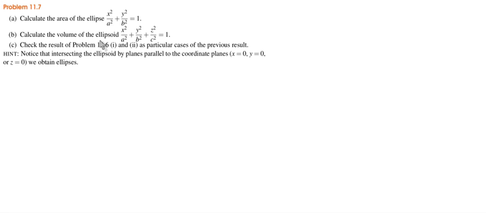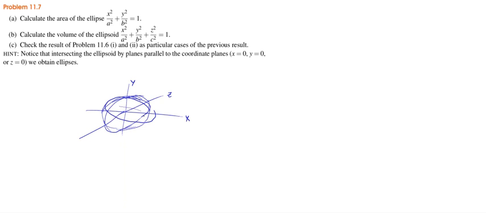Now let's go for the next part. B, calculate the volume of the ellipsoid x squared over a squared plus y squared over b squared plus z squared over c squared equals 1. So here we have 3 dimensions. Let's call this z, this is x, this is y. So this is the ellipse here, and this is an ellipse in all of the cross sections. So you get the composition of this thing.